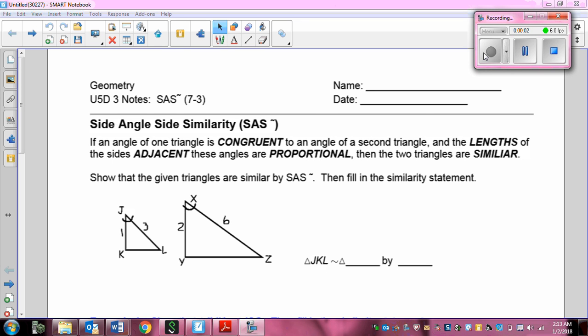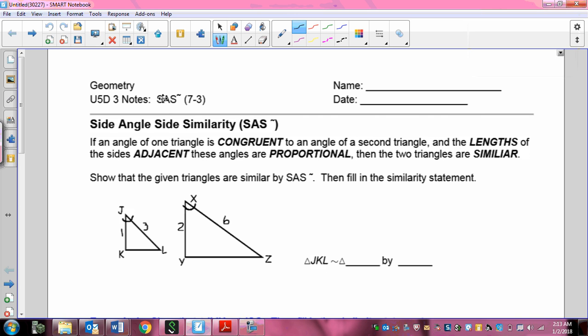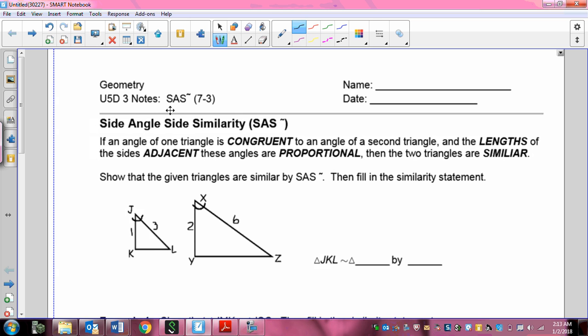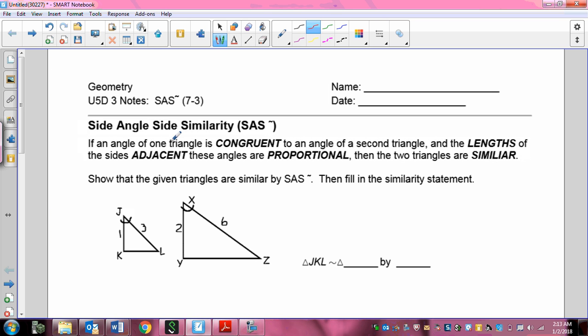Good morning, majors. So today we're going to look at Unit 5, Day 3 notes, and we're going to prove that these triangles are similar by side, angle, side. Okay, so we're going to look at two sides and the angle in between them. Remember, the two sides are not necessarily equal. They're just going to be proportionate, but the angles in between them do have to be equal.